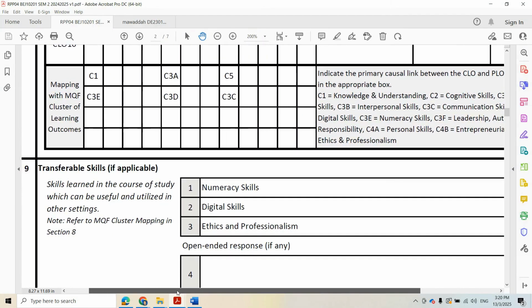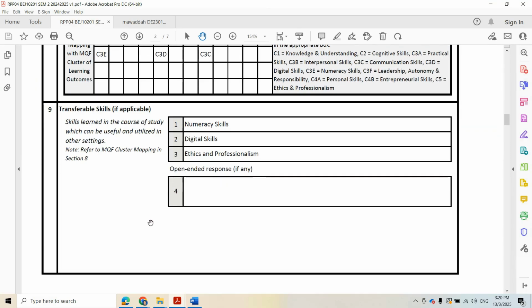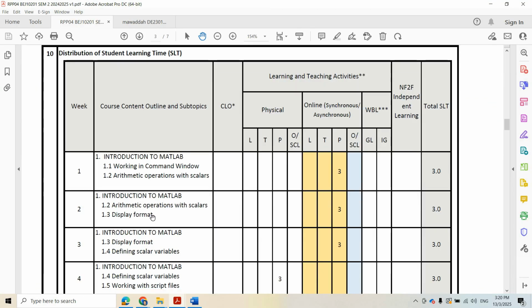Then in this subject, we are focusing on several skills. That is your numeracy skill, which is the ability to apply the software to solve the problem. Digital skill: are you able to use the software to tackle the problems? And ethics and professionalism: how you are going to produce an ethical report and how to demonstrate your professionalism. So these are the skills that we want you to learn at the end of the course.